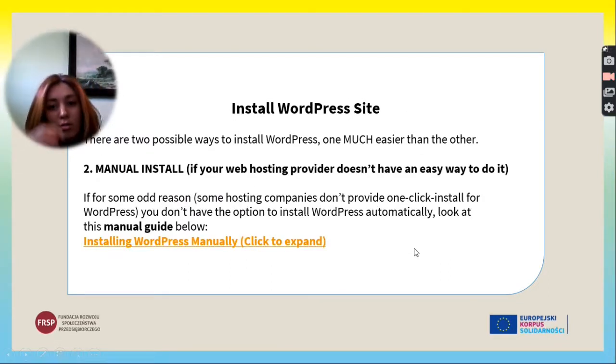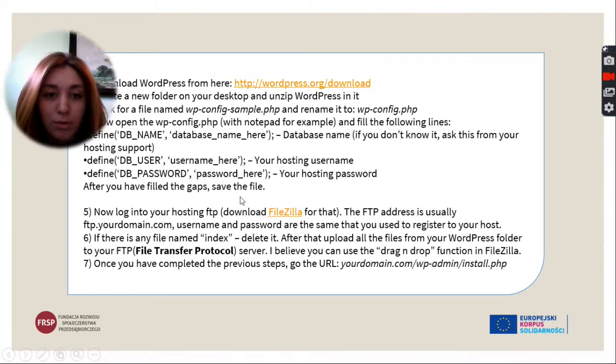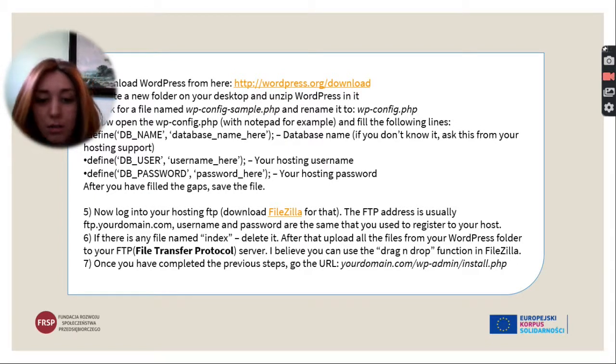Another one is, if we have a reason and we can't automatically install WordPress, we can look at this manual guide below. So first of all we need to go to this website, we need to download WordPress, and we need to create a new folder, and on this WordPress init we need to change the name. Also we need to define the database name, your hosting username and your hosting password, and also log in to our hosting FTP. This is the file transfer protocol.